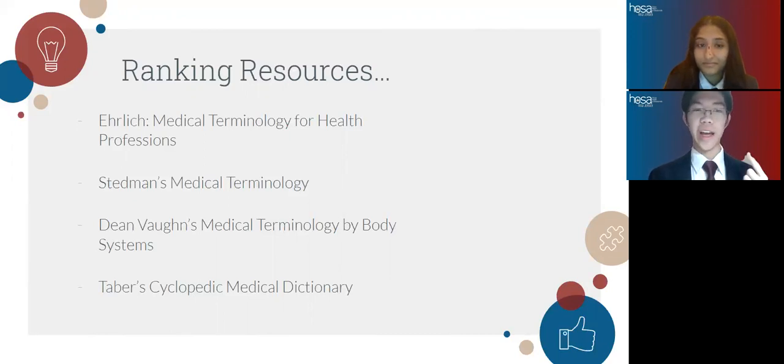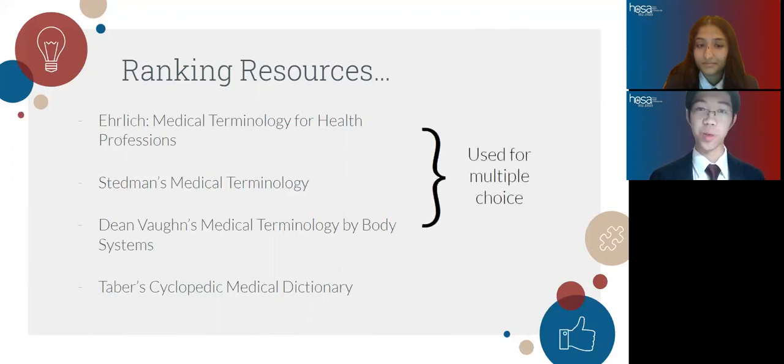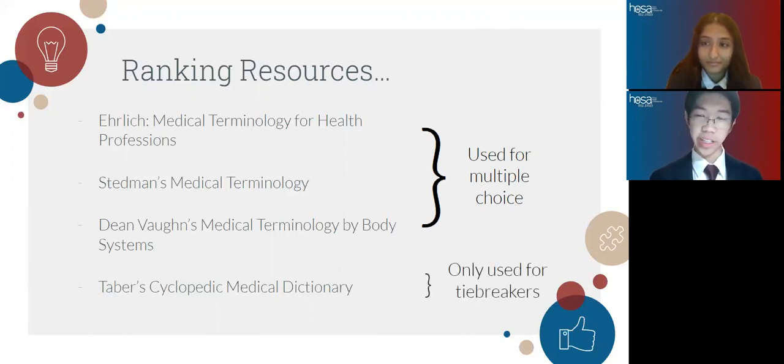So the first 3, Ehrlich, Stedman, and Dean Vaughan's, are all actually going to be used for the multiple choice questions. These are the parts that are most important because they're going to actually be graded in terms of the MedTerm test. As for Taber's Cyclopedic Medical Dictionary, this is really only going to be used for tiebreakers, and it's a really lengthy text, about 2,800 pages, so you really shouldn't be wasting time there anyways. It's really only used for tiebreakers and only if the other 3 books you've really had a solid foundation in.